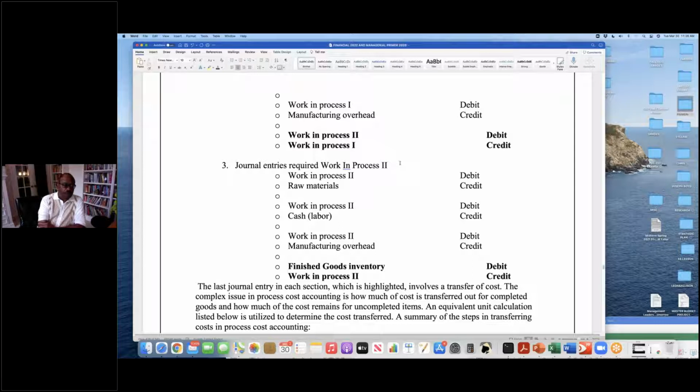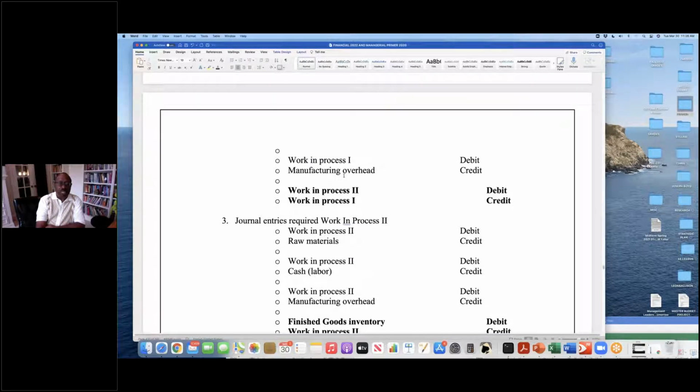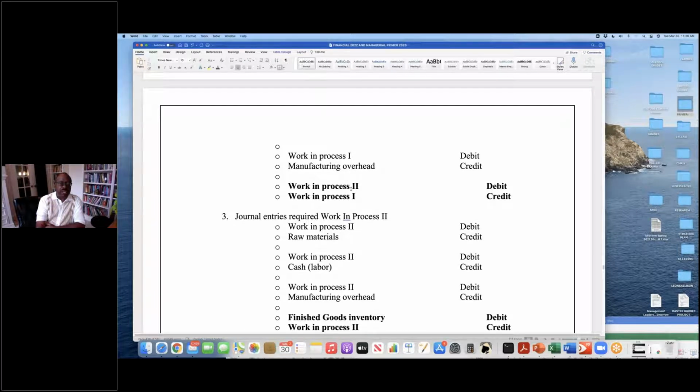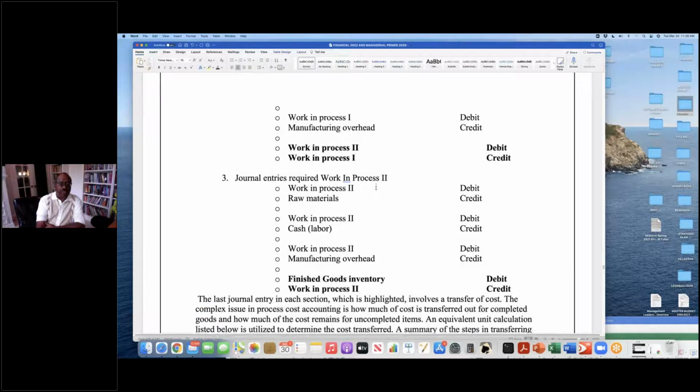And then, before, we used to send out all the labor and overhead, and we're going to prorate the raw materials. Well, in process accounting, we prorate everything. So when we get ready to make this entry, we're going to prorate what's coming out of raw material, labor, and overhead. So that's the change.